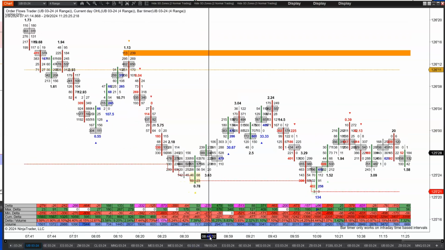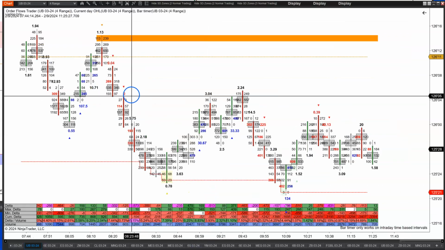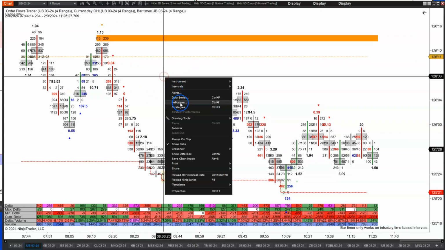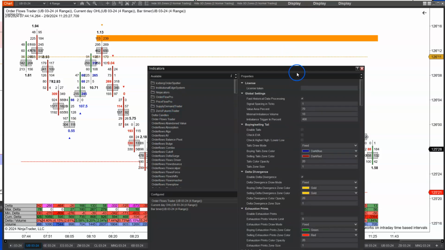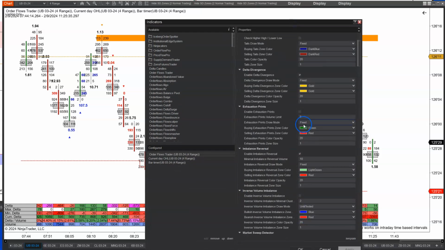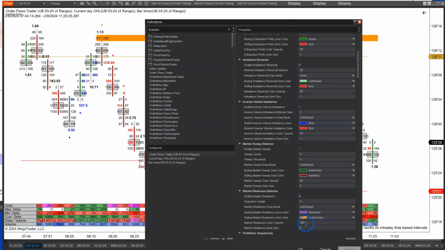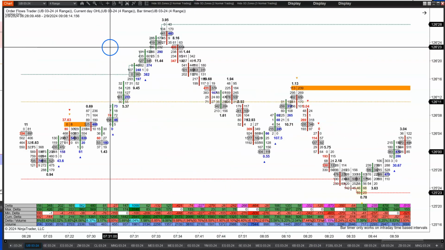Now, let's take a look at another market, right? What is this? Ultra bonds today. Okay, what do we got here? Weakness. Now, I have this one set so you can see the difference. The opacity is set at full opacity, 100. So it's really going to be blue, violet, and dark orange, right? Opacity set to 100.